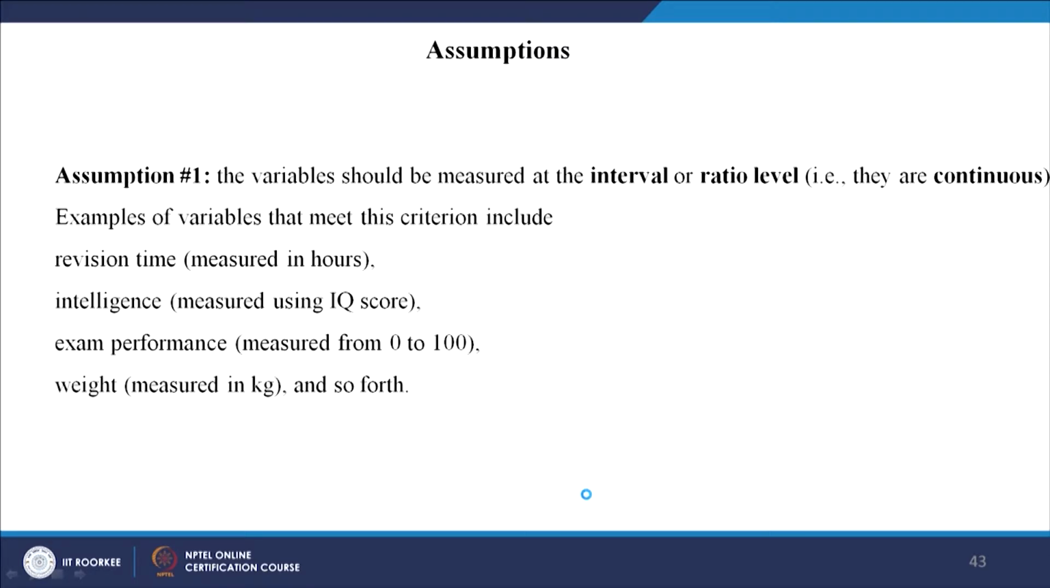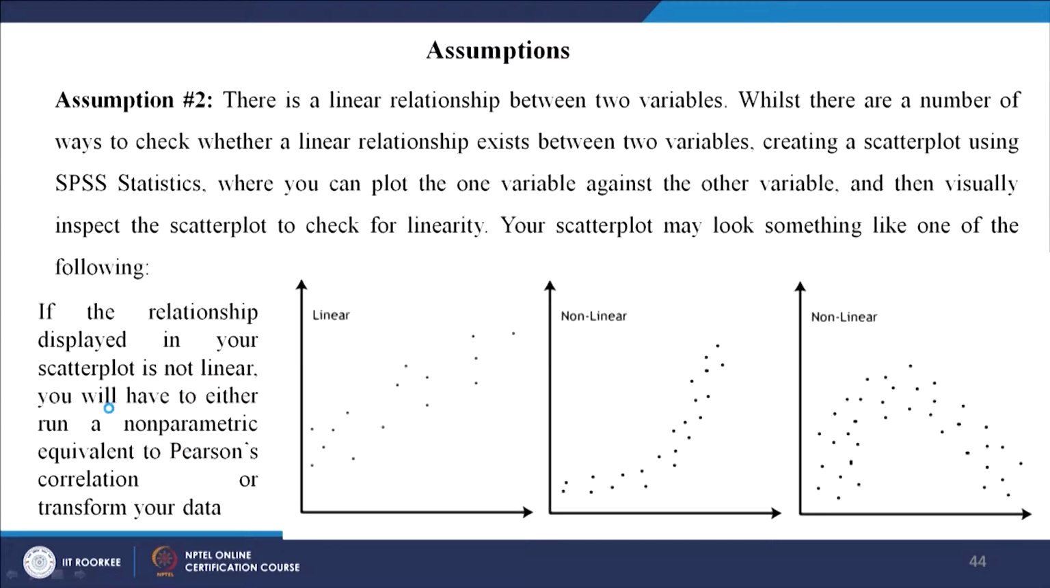Some assumptions in correlation, what are the assumptions? The variables should be measured at the interval or ratio level first, they should be continuous, okay. For example, revision time, intelligence, exam performance, weight, okay. There is a linear relationship between the two, this is an assumption in correlation that the relationship is linear. While there are a number of ways to check a linear relationship, creating a scatter plot against each other and then visually inspecting is the simplest way, right.